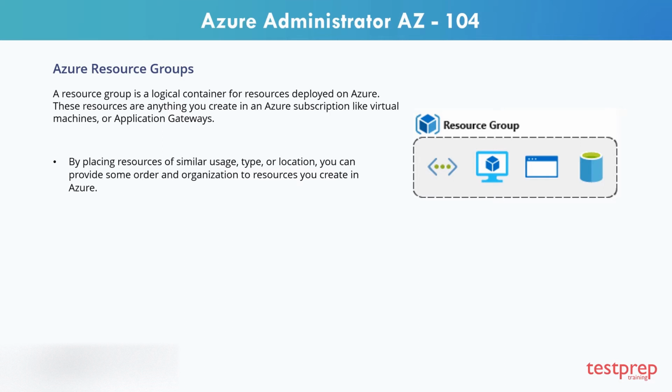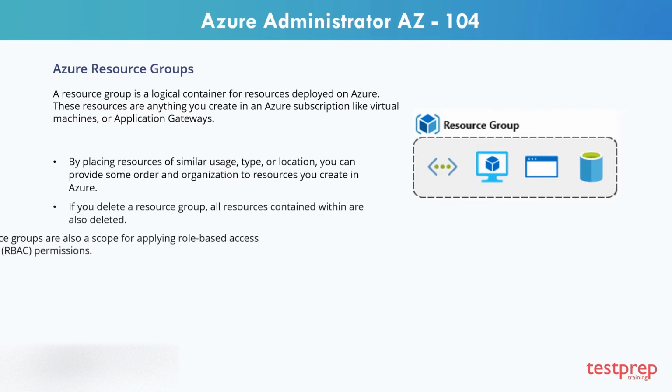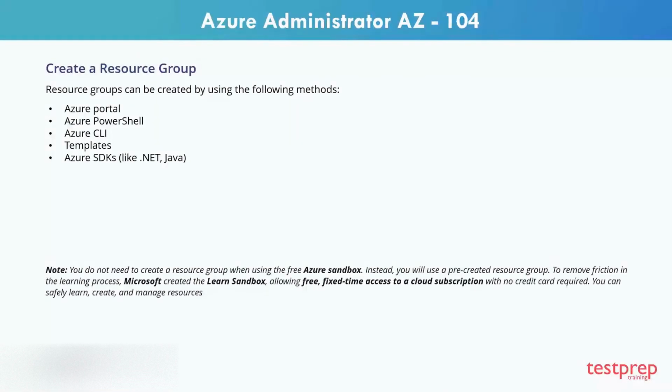By placing resources of similar usage, type, or location together, you can provide some order and organization to resources you create in Azure. If you delete a resource group, all resources contained within are also deleted. Resource groups are also a scope for applying role-based access control permissions. Resource groups can be created by using the following methods.